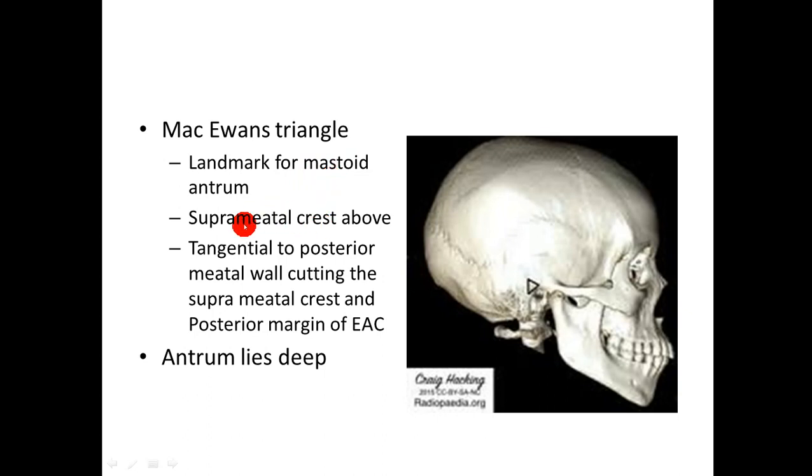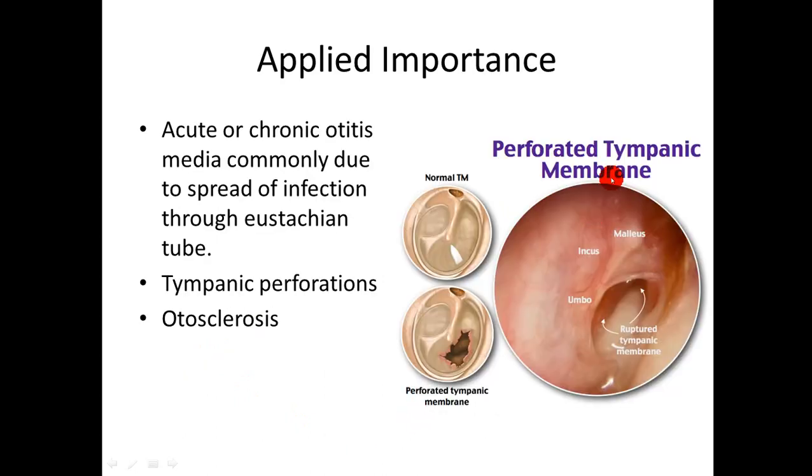It is bounded by the suprameatal crest. This is the suprameatal crest, a tangential line along the posterior wall of the middle ear, and the posterior margin, like this. This is the posterior margin of the external meatus, and this is the relation. The mastoid antrum is related to the depth of it.